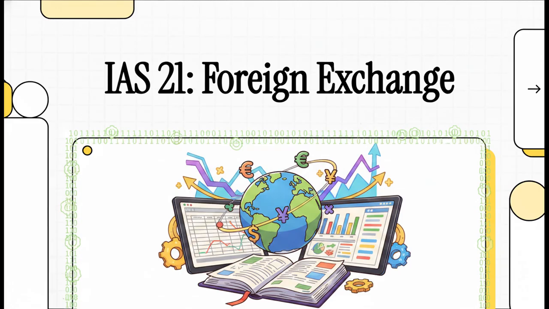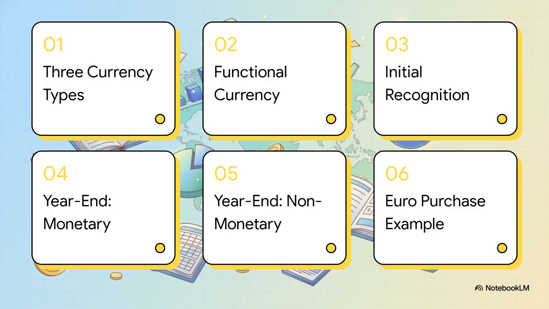We're going to break down the exact standards governing foreign exchange transactions, keeping things super clear and focused every single step of the way. Here is our roadmap for today. We'll follow the true life cycle of a transaction, starting with the three currency types, figuring out your functional currency, tackling day one recognition, managing year-end monetary and non-monetary items, and then we'll wrap it all up with a practical euro purchase example to really lock in that understanding.